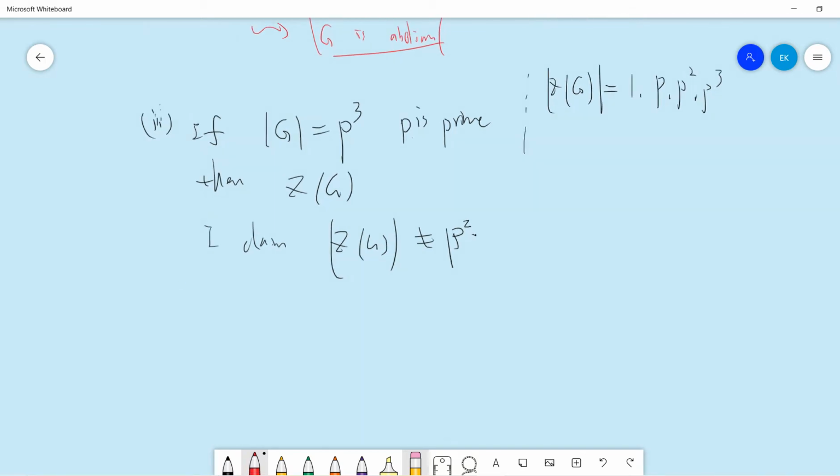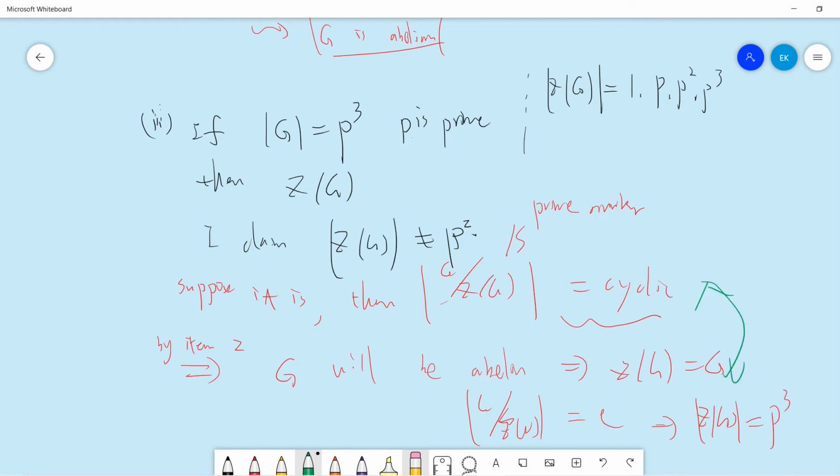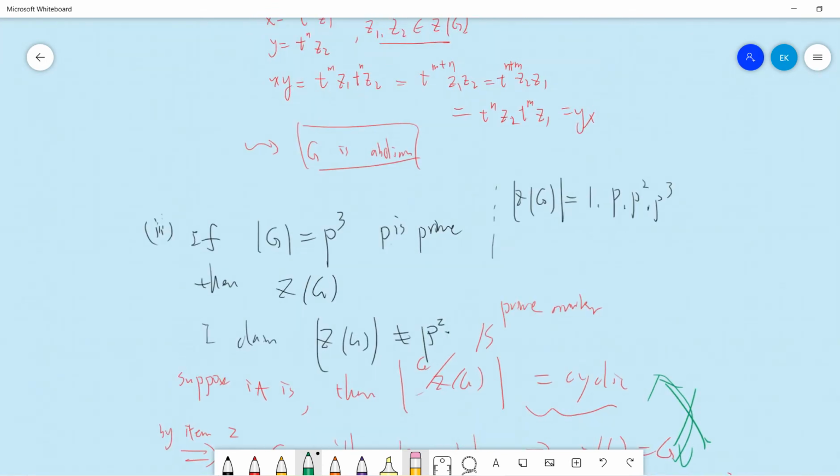And the reason is that, suppose G quotient ZG is cyclic, because the order of G quotient ZG is a prime number, then it will be cyclic. Right, so by item 2, G will be abelian. But this implies that ZG is G. Right, so then G quotient ZG should be the identity. And the order of ZG is P squared. Right, so this is a contradiction. Okay, so these are the three simple facts about the center.